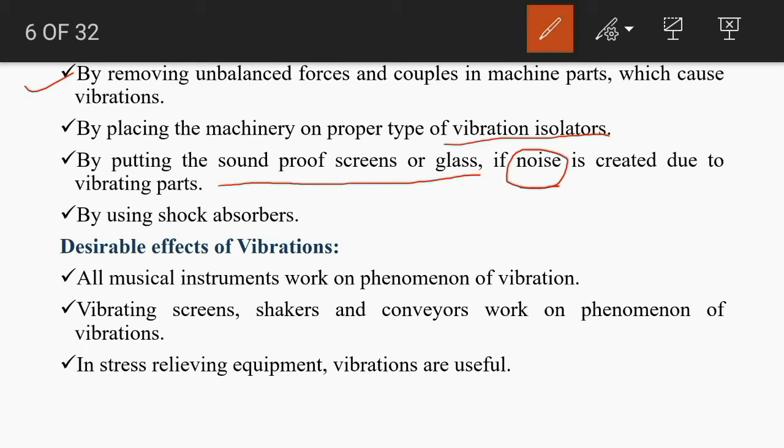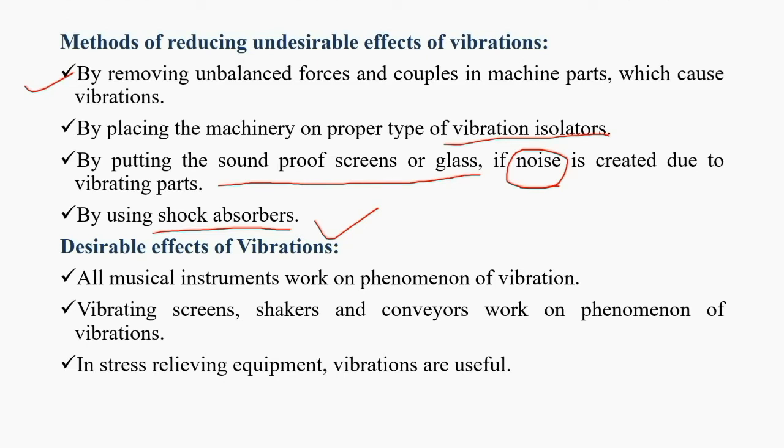Next one, by using a shock absorber. We all know the application of shock absorbers in automobiles, right? By providing shock absorbers or other kinds of dampers, we can reduce the amplitude of vibration. We can absorb the energy of vibration, and that's how we can control the vibration. So these are the methods by which we can reduce the effect of vibration, which is undesirable.